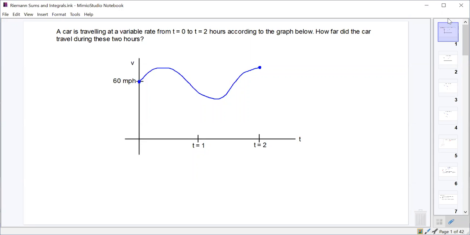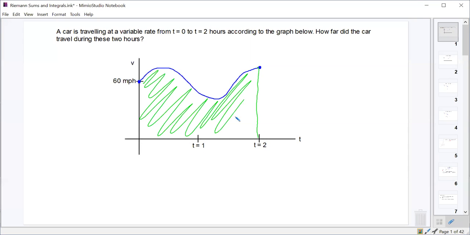Yes, wonderful, Derek. The area under the curve, exactly. So the area under the curve would be how far this car traveled. And that would be really easy to figure out if it was a nice horizontal line or even just a straight linear function. But sometimes we have functions that are not as easy to deal with, like these weird looking curves. And so we have to figure out what the area underneath this curve is.